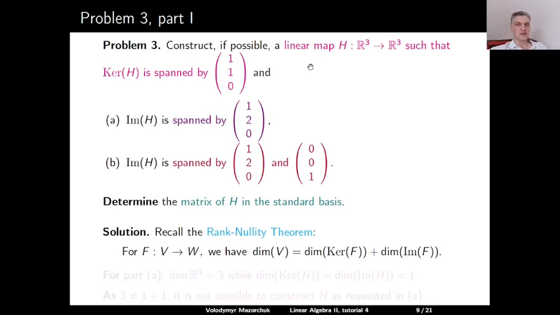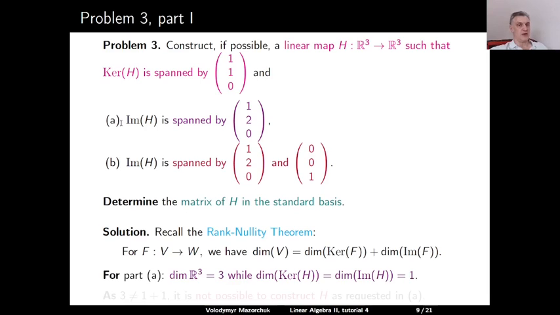Solution. So this is the problem which relates the kernel and the image of some linear map. And in order to solve such problems, one often has to use the rank nullity theorem. Recall that the rank nullity theorem says the following. If F is a linear map from V to W, then the dimension of V is equal to the sum of the dimension of the kernel of F and the dimension of the image of F.